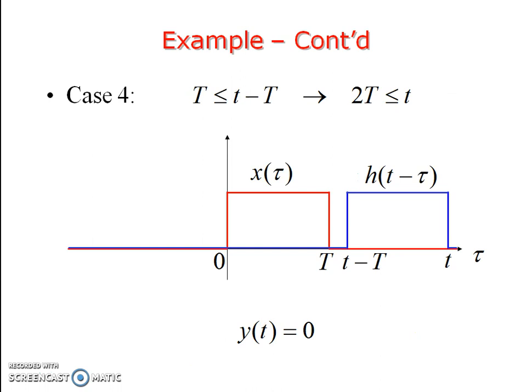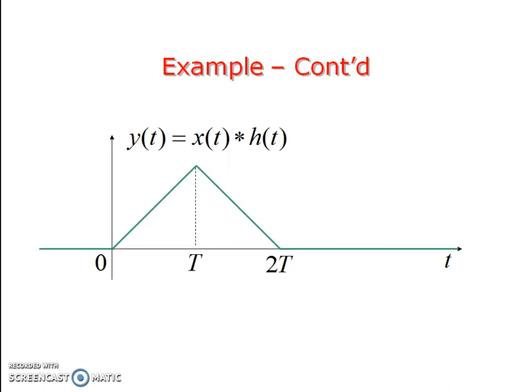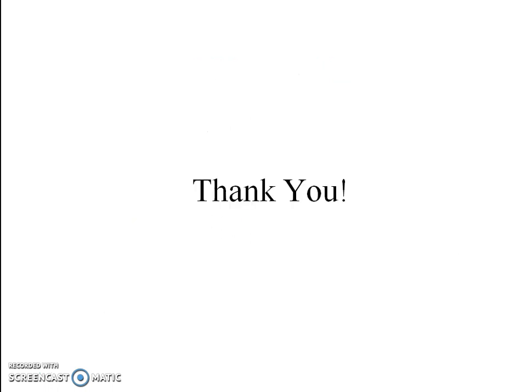And case number 4, where capital T is less than or equal to t minus capital T, that is, 2T is less than or equal to small t. Again here the multiplication of both signals is equal to 0. So here we conclude the example with y of t equals x of t convolved with h of t, where your convolution exists in between 0 to 2T. Thank you.